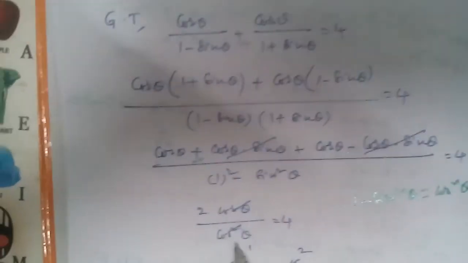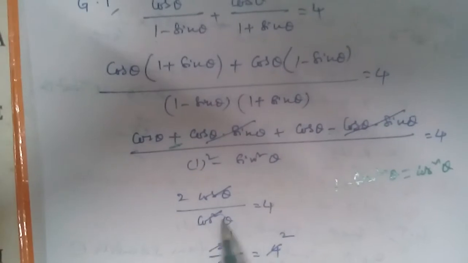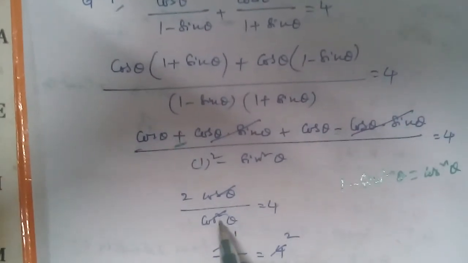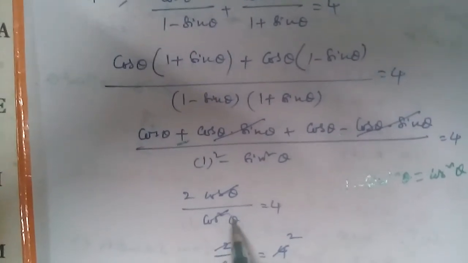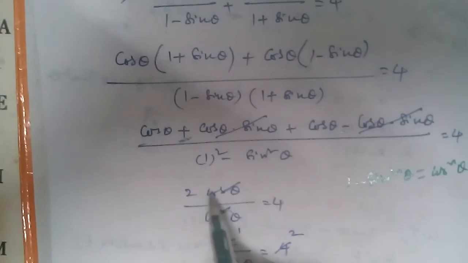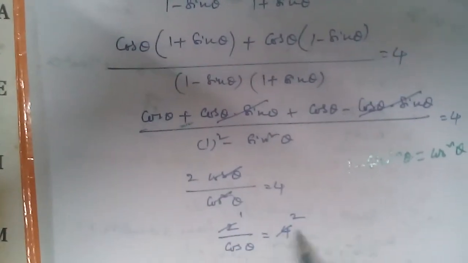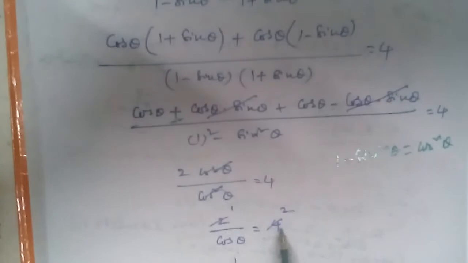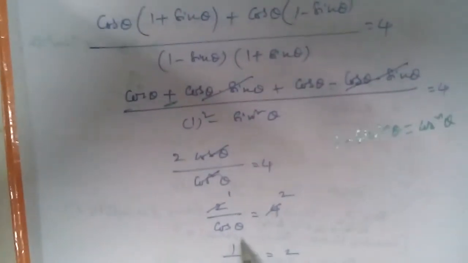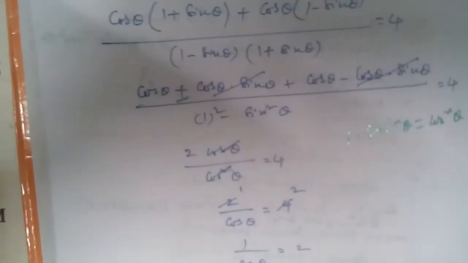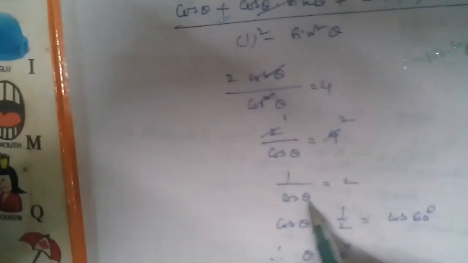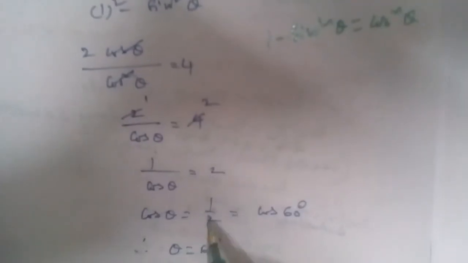So I am substituting cos square theta here. So we have cos square theta in the denominator and 2 cos theta in the numerator, so one cos theta gets cancelled. We'll get 2 by cos theta is equal to 4. 2 goes into 4 two times. So 1 by cos theta is equal to 2. Now we have to find the value of cos theta. Taking the reciprocal, we get cos theta is equal to 1 by 2, which is equivalent to cos 60.